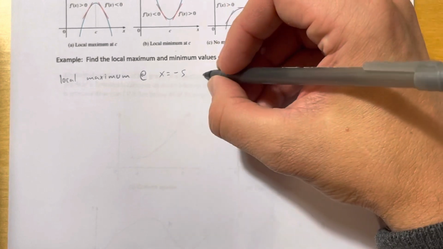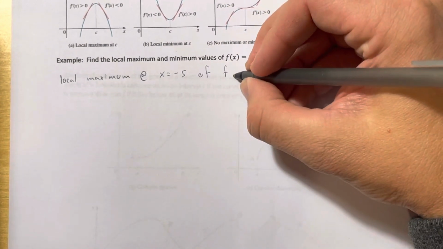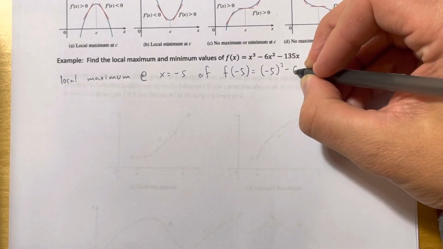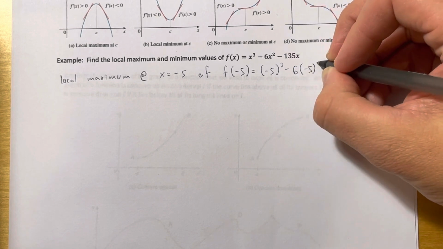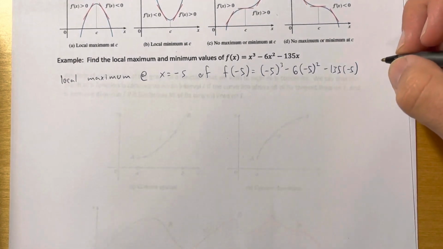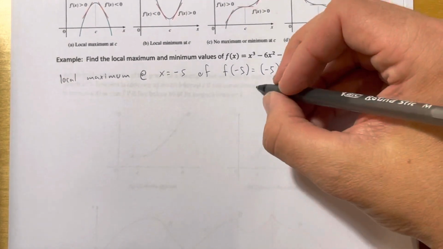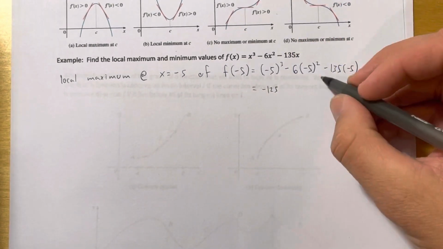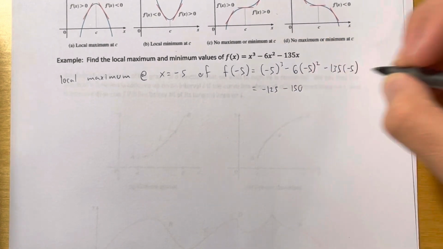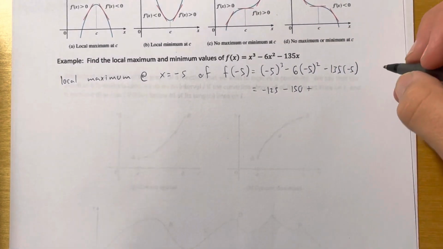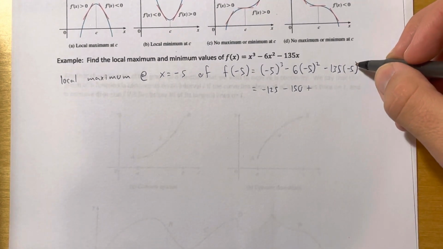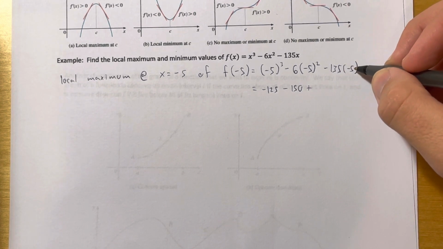So f of -5 is equal to -5 cubed minus 6 times -5 squared minus 135 times -5. And I'm just realizing now I didn't work this out ahead of time, so I'm going to have to work this out here. That's equal to -125. That's 25 times 6, which is 150, so that's minus 150, plus, what is 135 times 5? I wish I would have worked this out ahead of time.